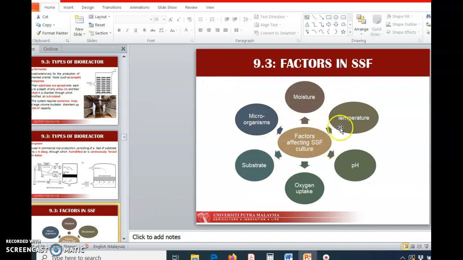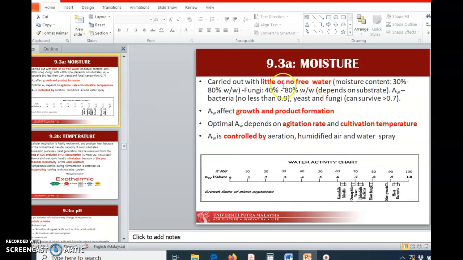These are the factors that are affecting the SSF culture. We will take a look at each one. The first one is moisture. SSF is carried out with little or no free water. Instead, the water is usually in the form of humidity in the air, and the water is usually absorbed in the solid substrate, which is very low. The moisture content is 30% to 80%. Fungi just require 40 to 80% water, while for bacteria, the water activity should be no less than 0.9. That's why this type of fermentation is usually done for yeast and fungi, because they can survive in very low water activity, which is 0.7 and above.